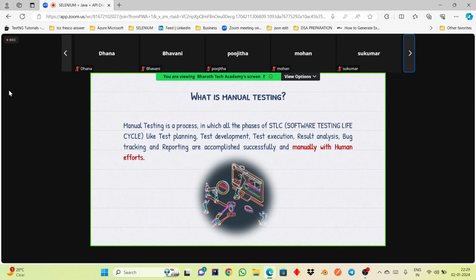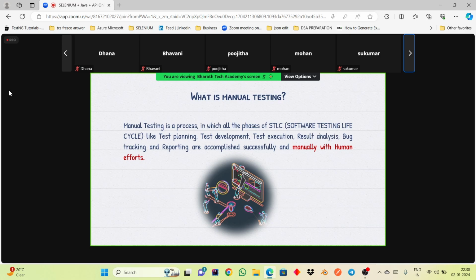The only thing that we can eliminate here is the execution part. Execution is nothing but comparing the expected results versus the actual results. Expected result means the test case that we have written, the data that we are maintaining, compared with the actual data that is coming from the application. This part only we can actually automate.